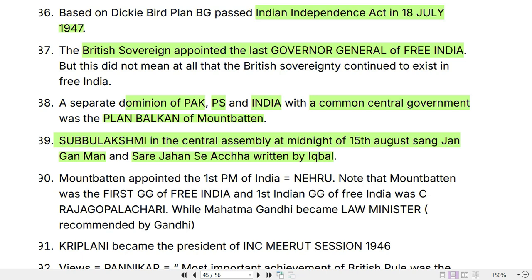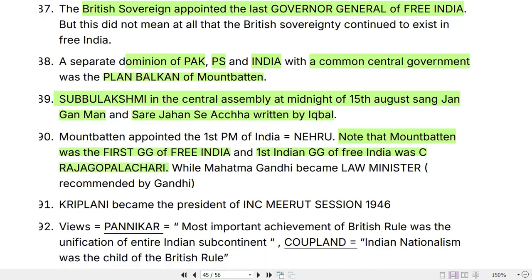So Mountbatten appointed Nehru as the first Prime Minister of India, and Mountbatten was the first Governor General of Free India. He stayed back even when India got independence, and like I said, there was one more Governor General appointed by the British sovereign government, but that didn't mean that British sovereignty would continue through that Governor General. The first Indian Governor General of Free India was C. Rajagopalachari after Mountbatten left. Now Kripalani became the president of the INC at the Meerut session of 1946.